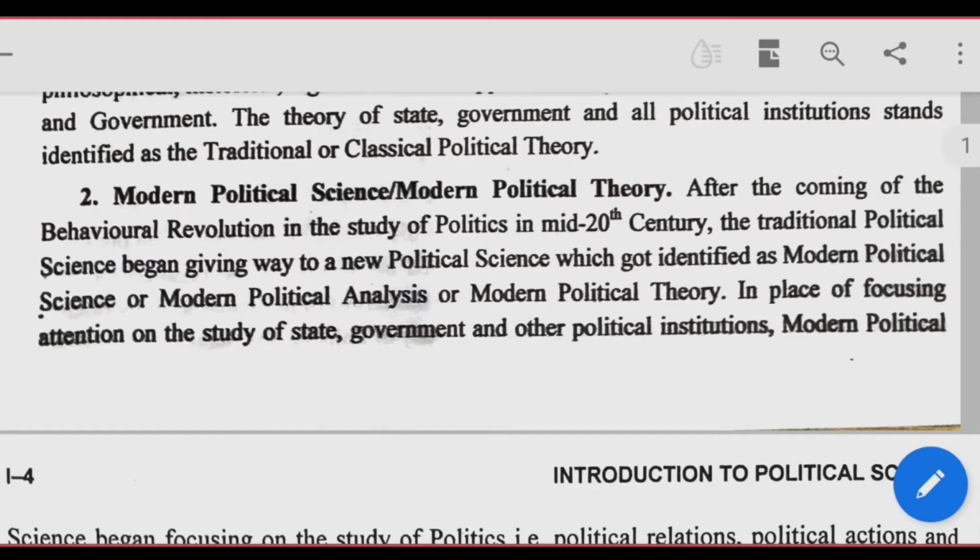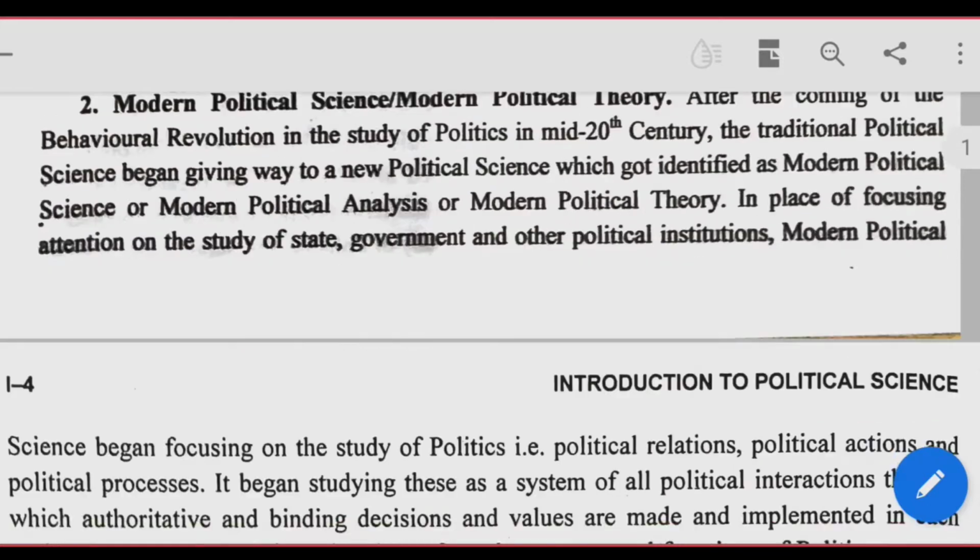Okay, so in this concept, we understand that modern political science, or modern political analysis, or modern political theory, began giving way to a new way of political science. The arena of political science, which was confined within the traditional aspect, now got a greater dimension with the start of the behavioral revolution. Okay, so it keeps on changing.